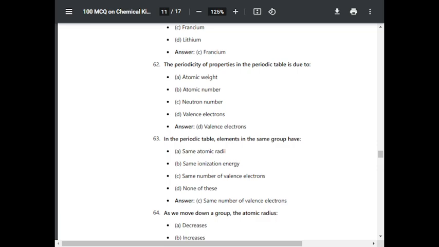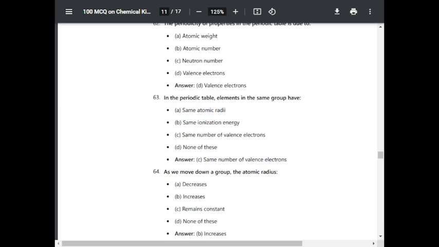Question number 62. The periodicity of properties in a periodic table is due to. Option A, atomic weight. Option B, atomic number. Option C, neutron number. Option D, valence electron. The correct answer is D, valence electron. The periodicity of properties in a periodic table is due to valence electron. Option D is correct.